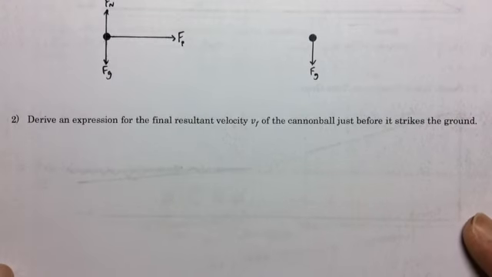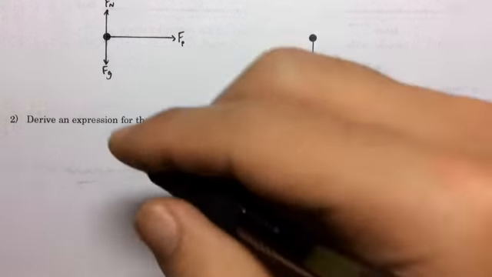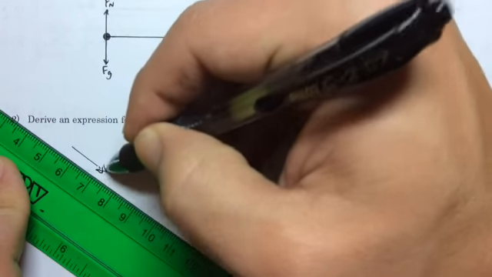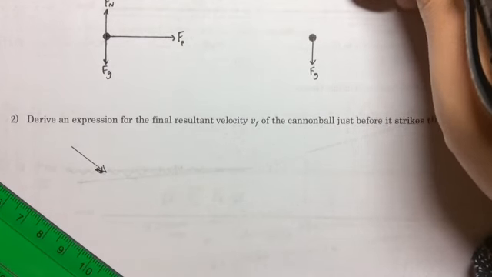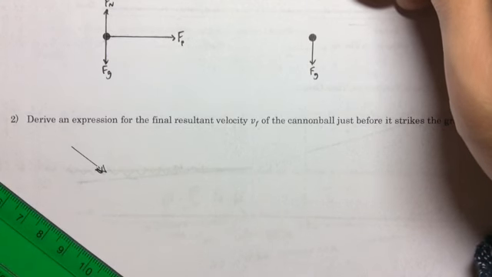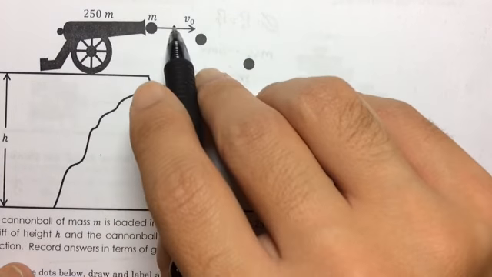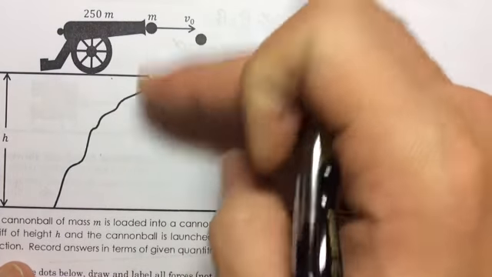Derive an expression for the final resultant velocity Vf of the cannonball just before it strikes the ground. Just before it strikes the ground, it would have had gravity working on it for a distance of h. It comes out of the cannon with some velocity, and you can bet the resultant velocity would be off in some direction, like down to the right. I figure you can probably use kinematics, but let's not. Let's think about what kind of energy it has as it leaves this cannon. As the ball leaves the cannon, it's got kinetic energy, and it also has the potential to get more kinetic energy on the way down.